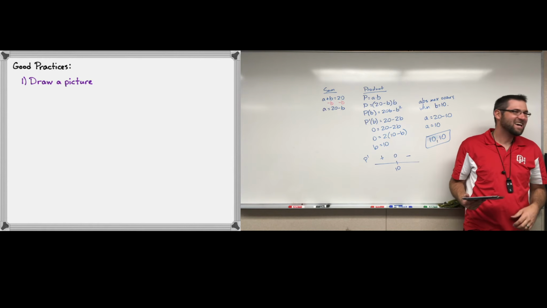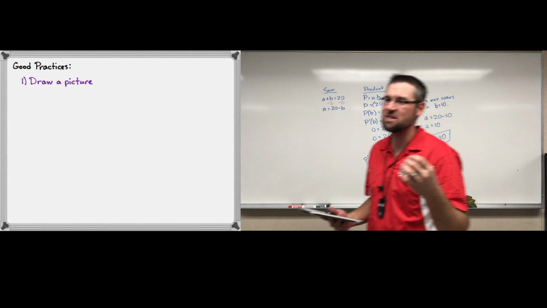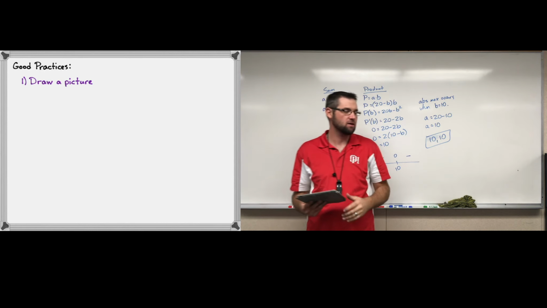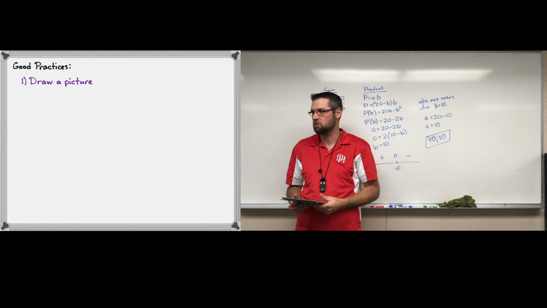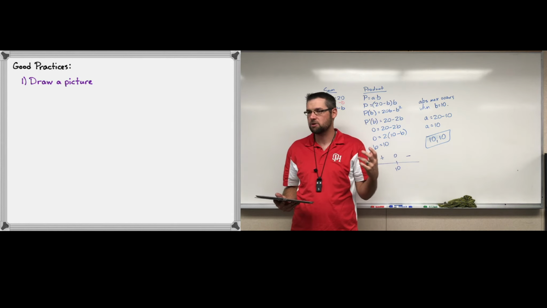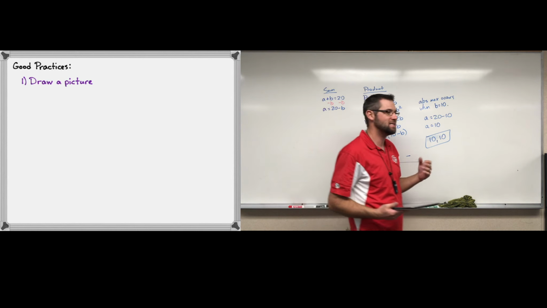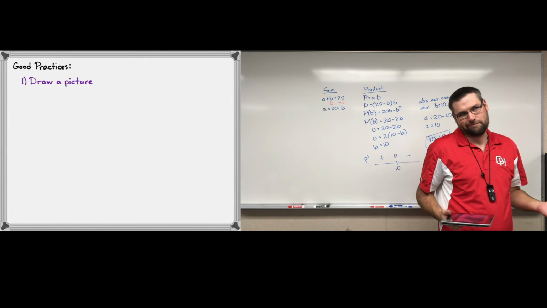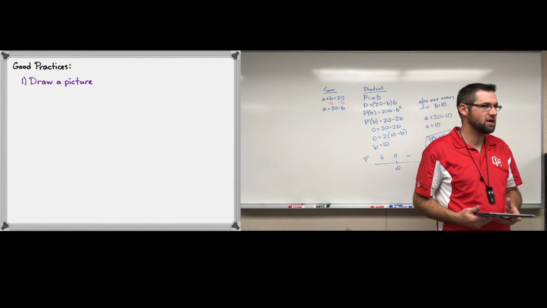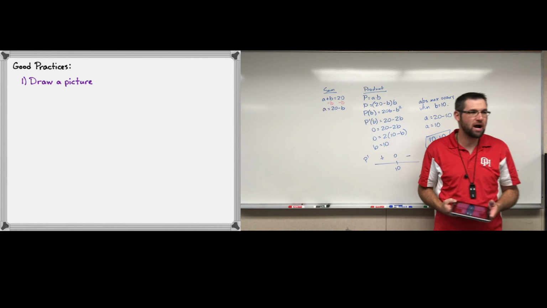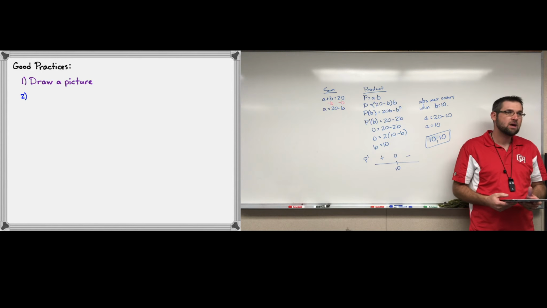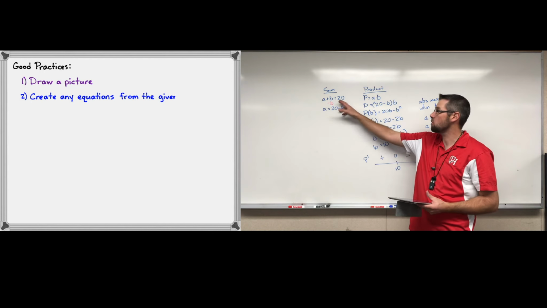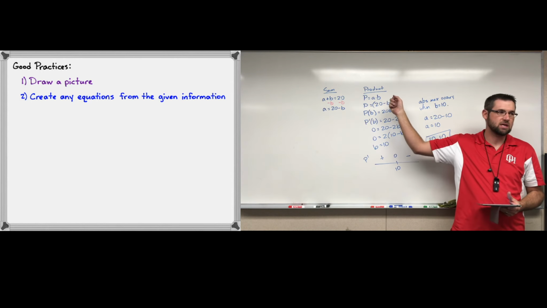But in order to be successful in optimization problems, you need to follow these 5 steps. The first one is draw a picture if there's a picture to be drawn. In the previous problem, there's no picture to be drawn. But if I'm asking you to optimize area, you're going to draw a what? Square. Whatever shape it is that we're trying to optimize, right? So maybe a triangle, a square, something. The second thing you need to do is create any equations. That's why we created A plus B equals 20 and product equals A times B.